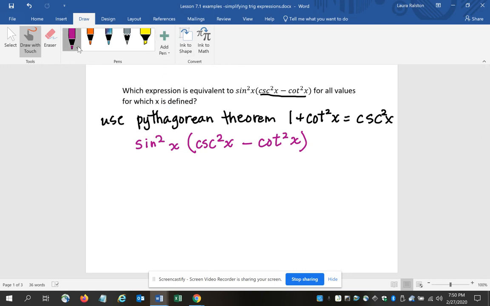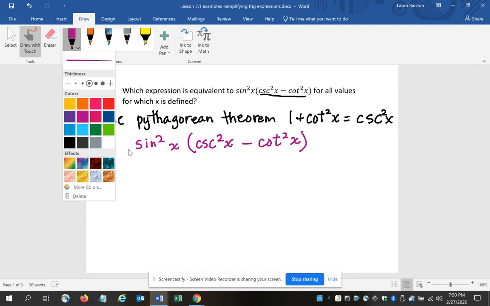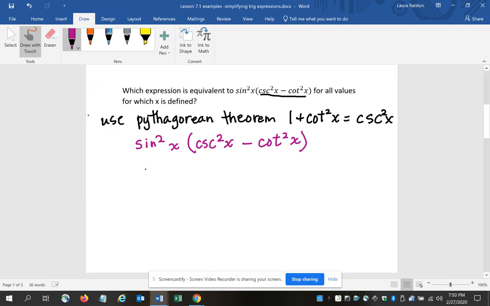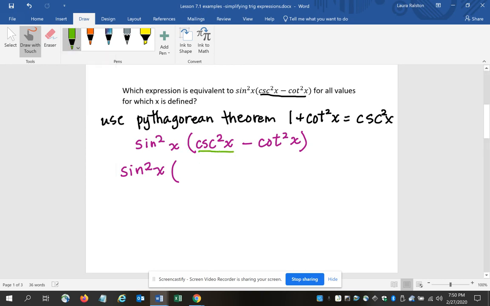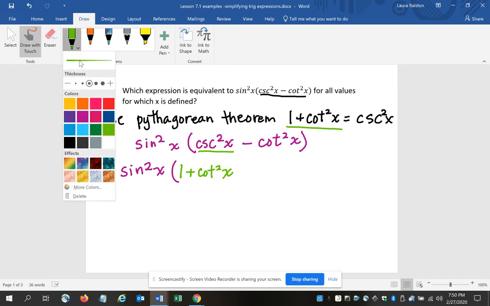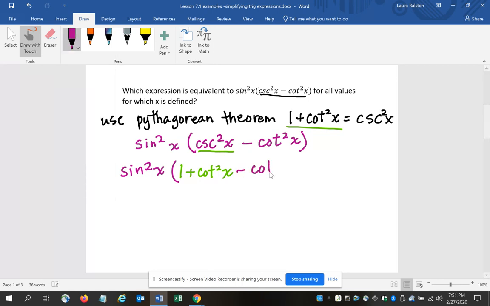And so again, using that Pythagorean identity, I'm going to do a substitution in place of cosecant squared. So I have sine squared x times, and in place of cosecant squared x, I'm going to put the identity 1 plus cotangent squared x, minus cotangent squared x. All I did again is a direct substitution. I replaced one expression for another. All the other pieces remain the same.